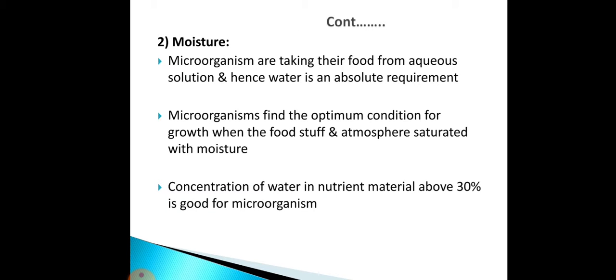Then the moisture. Microorganisms take their food from aqueous solution, and hence water is an absolute requirement. Microorganisms find the optimum condition for growth when the foodstuff and atmosphere are saturated with moisture. Concentration of water in nutrient material above 30% is good for microorganisms. If the percentage of moisture in the food is above 30%, there will be growth of bacteria, because this much moisture is sufficient for good growth of the microorganisms.